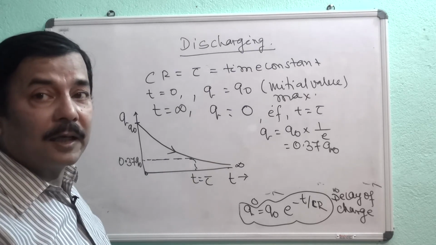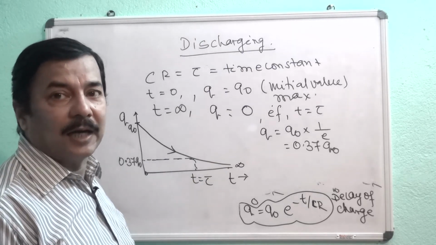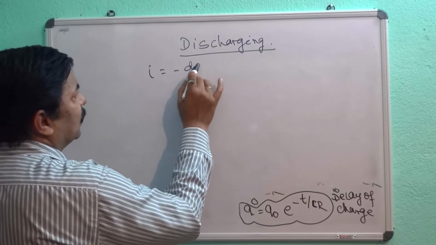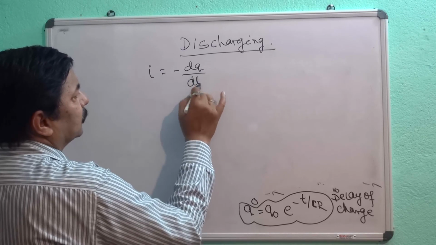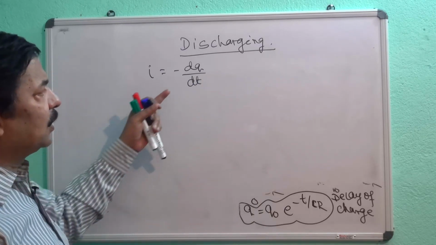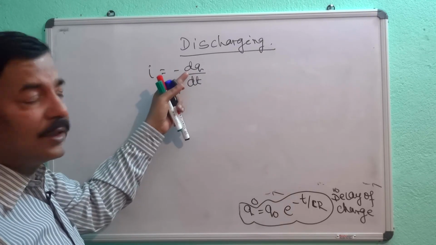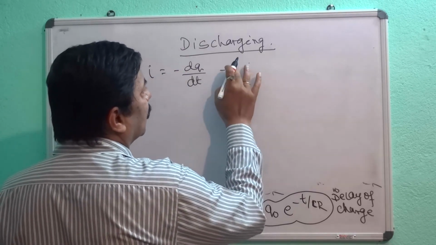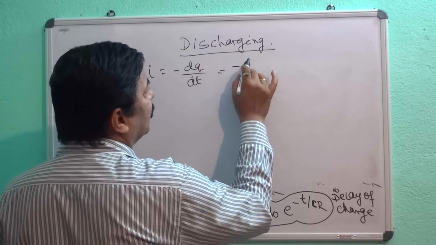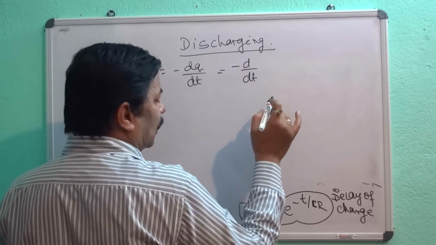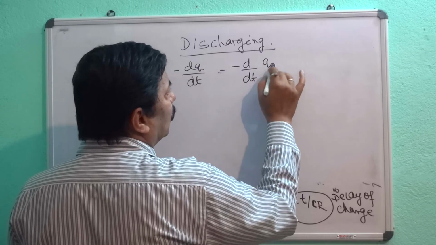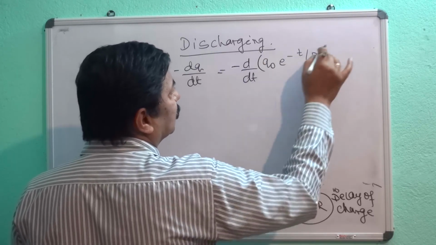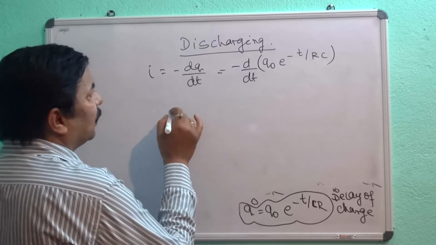So how can we find the current? Let us try to understand that situation. Current I is equal to minus dq by dt, because charge is decreasing with time, so the change in charge will be negative. That is minus d by dt of q naught e to the power minus t by RC.